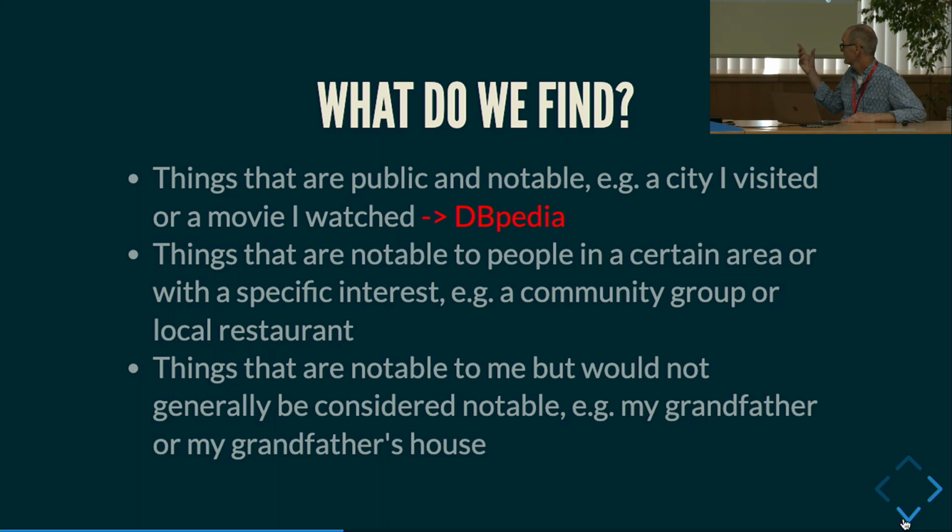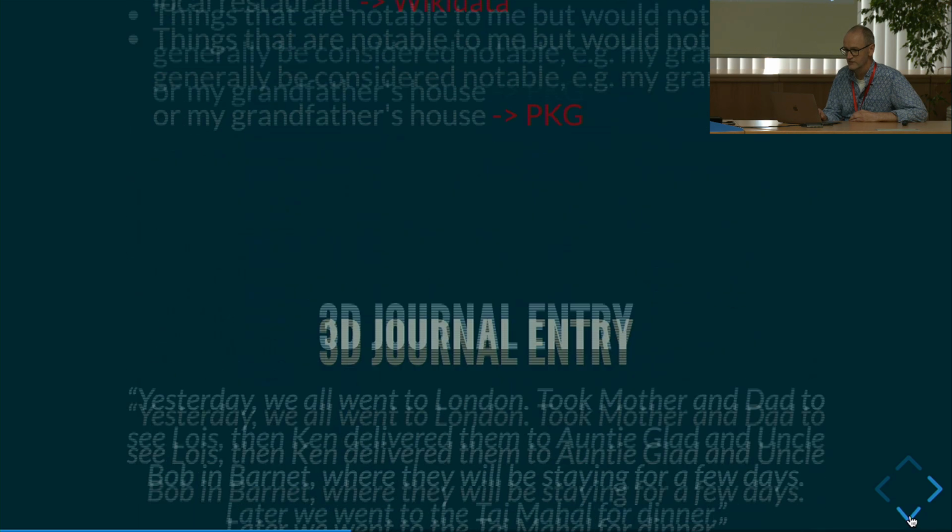So the first category, as I said, probably DBpedia, you'll find something in there. Let's say a local restaurant. You're probably not going to find that in DBpedia, but there's nothing to stop you creating an entry in Wikidata for that. And I've done that myself a few times. But my grandfather, well, he's not going to be anywhere other than where I put him. So a personal knowledge graph is potentially somewhere I might want to do that.